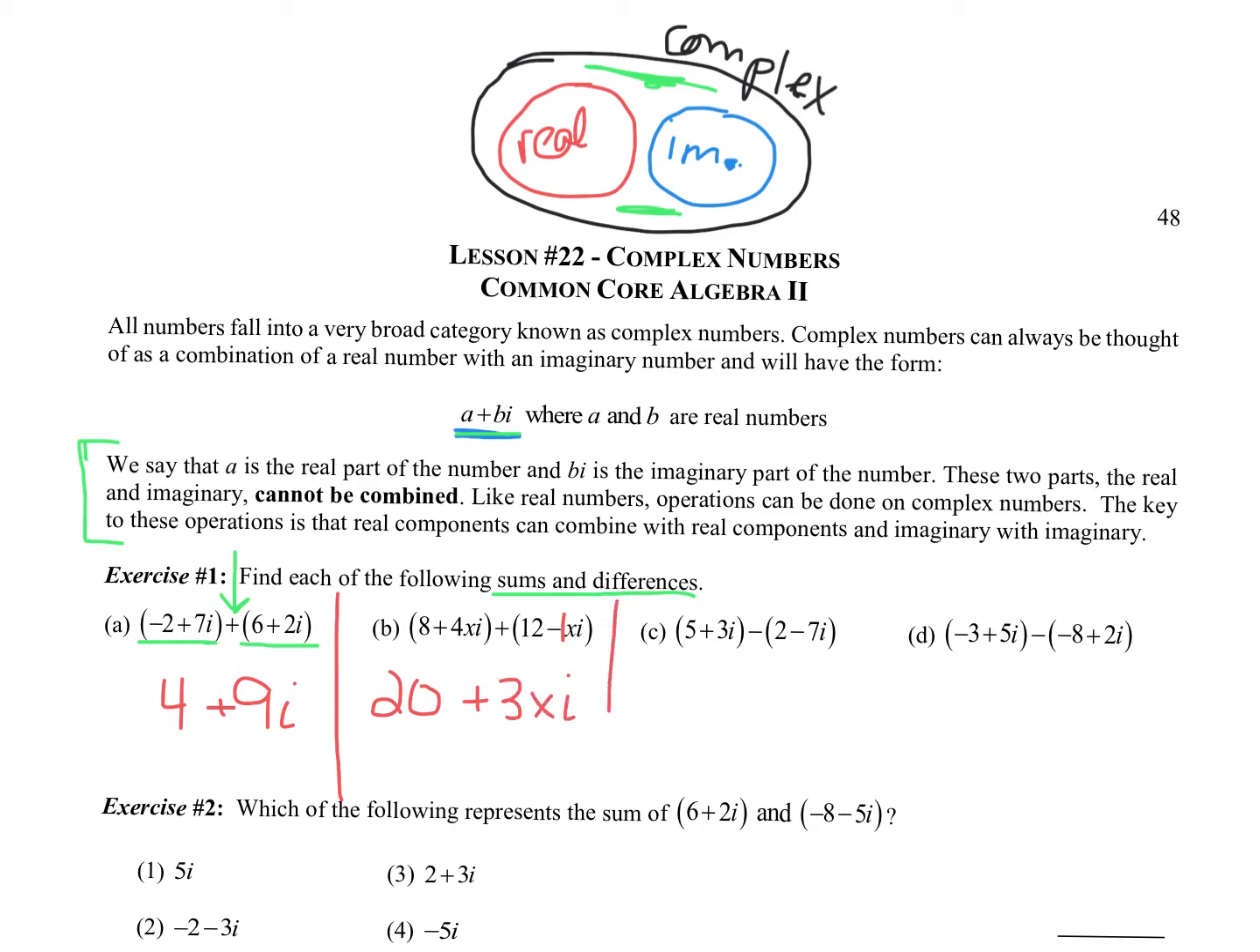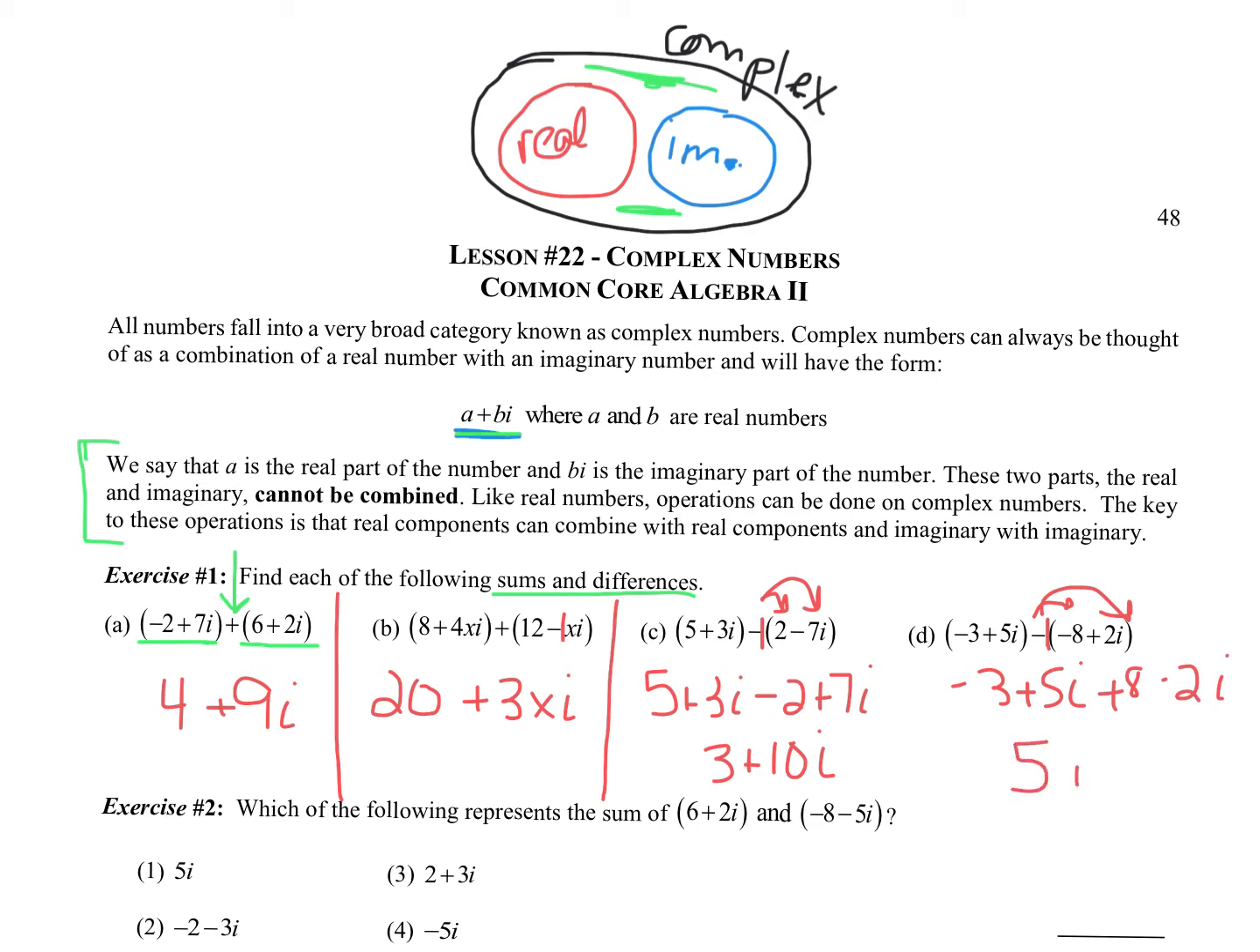The next one has subtraction, so just like we've done all year, we have to distribute that negative sign. So this one becomes 5 plus 3i, and I'm going to drop the parentheses, minus 2 plus 7i. So we have 3 plus 10i. Last one. So distributing, I have -3 plus 5i plus 8 minus 2i. So we have 5 plus 3i as our final answer. So all of these answers are complex numbers. They have a real part and an imaginary part.